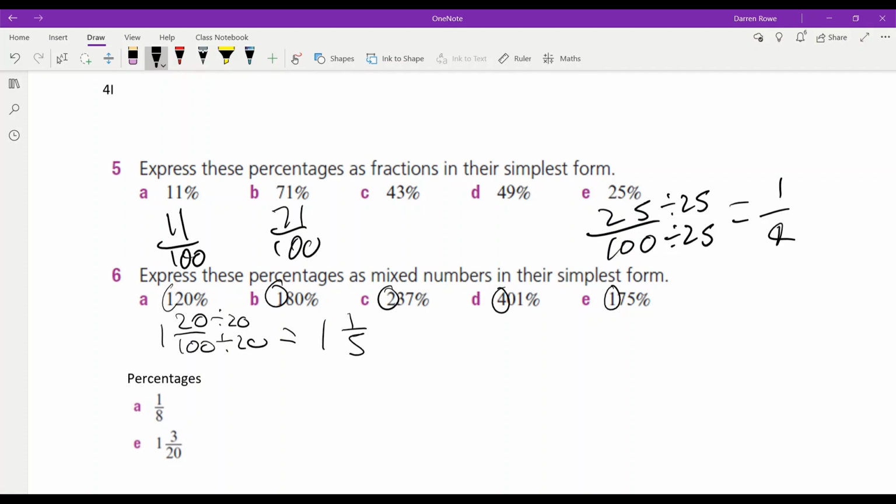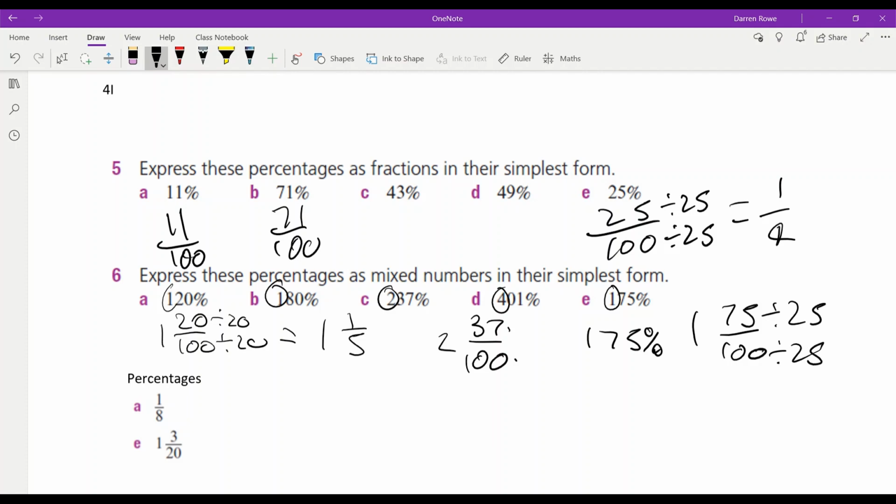That's what you could do. For 237, you have 2 and 37 over 100. And you can't divide 37 and 100 by anything the same, so that's done. 175% would be 1 and 75 over 100. You can't divide both of these by 75, so you go down. Well, the next thing down is 25, so you can divide by 25, divide by 25, and then you say, alright, equals 1 and 3 over 4. It's 1 3/4, that's what it is.